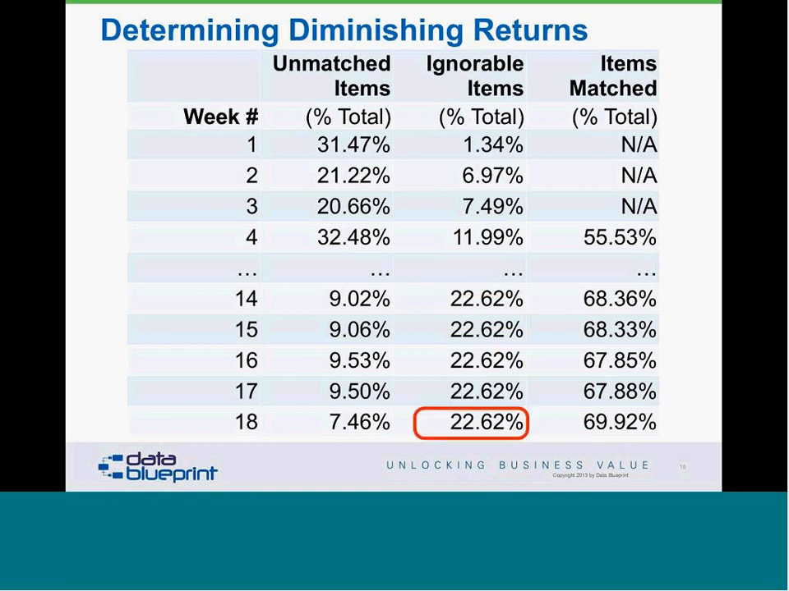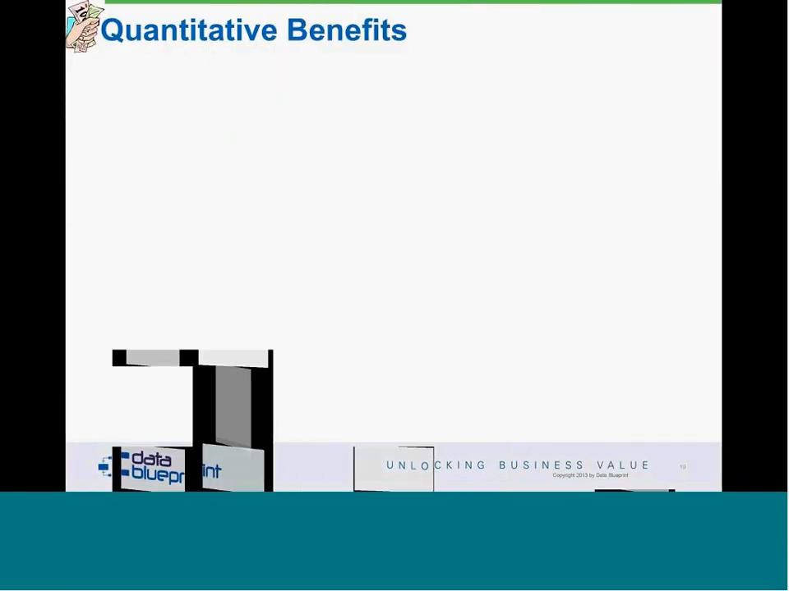Ignorable items, we pretty much got to the idea that 22.62% of them we could ignore entirely, which was one fifth of the problem we could completely discard. And our improvable items, the number that we were matching, went from 68 to 69%. So you could see we were clearly approaching a point of diminishing returns. And in fact, the original problem space had gone down where we were able to match 70% of them, ignore 22.5%, which only left us with 7.46% of the problem originally.